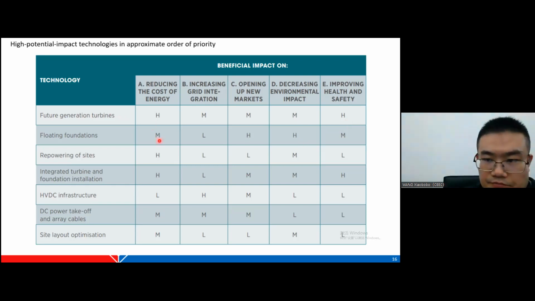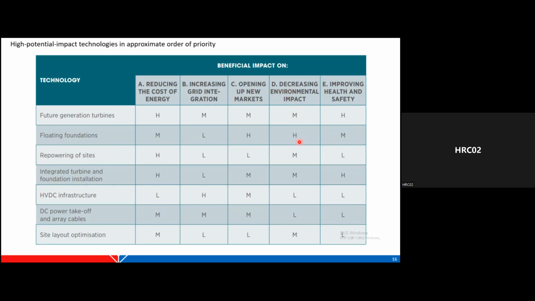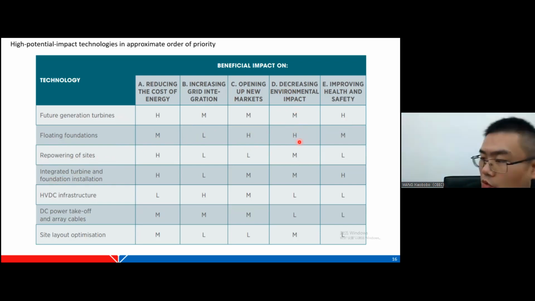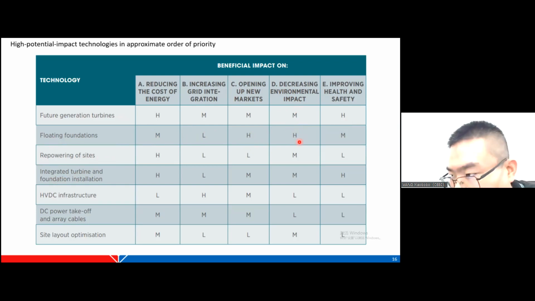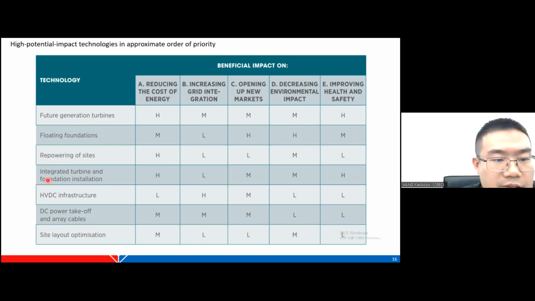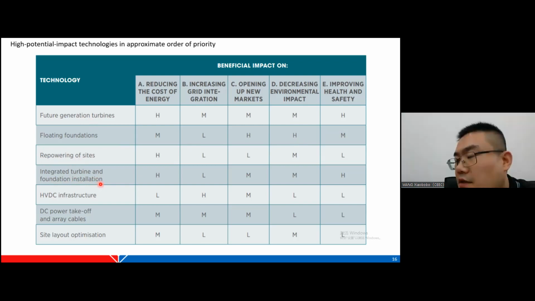Floating foundation. Repowering of sites. We can see that floating is high on opening new markets, so the foundation technology opens new markets. Decarbonizing environment impact. Why? It's the floating foundation, so during the construction of the foundation, the environmental impact will be significantly reduced. Repowering of sites, integrated turbine and foundation installed. It's very interesting. We combine the foundation and the turbine together.